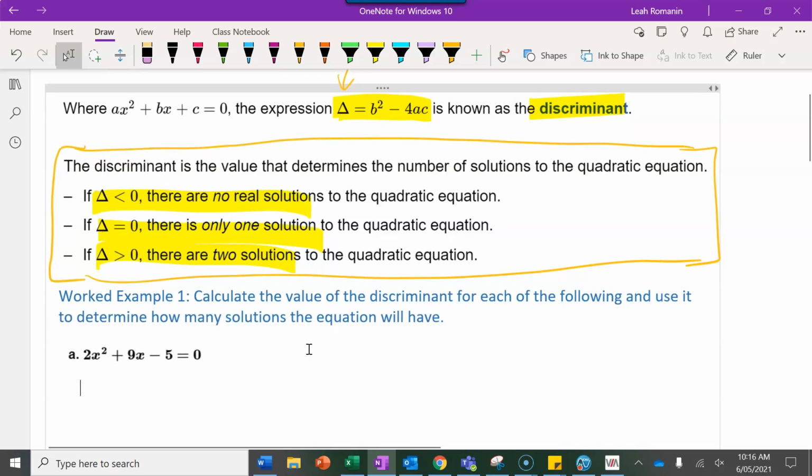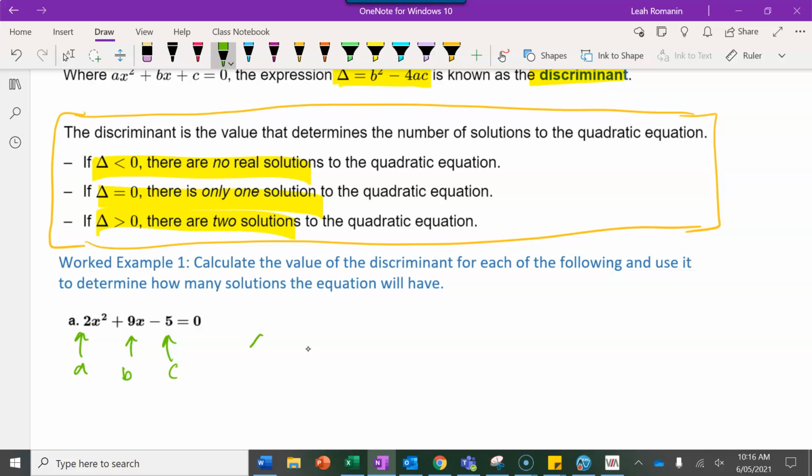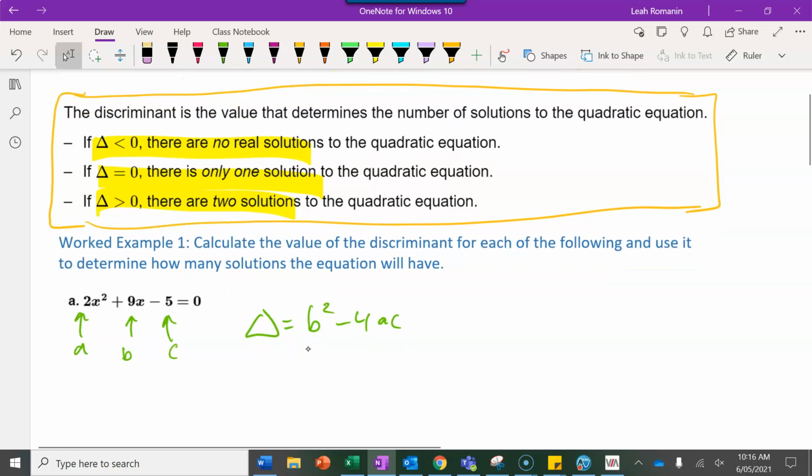Okay, so looking at our first example here, we have 2x squared plus 9x minus 5. So we've practiced this with the quadratic formula. The 2 is my A, the 9 is my B, and the negative 5 is my C. So the discriminant is equal to b squared minus 4ac. I'm just going to substitute in all my numbers, just like with the quadratic formula, but smaller.